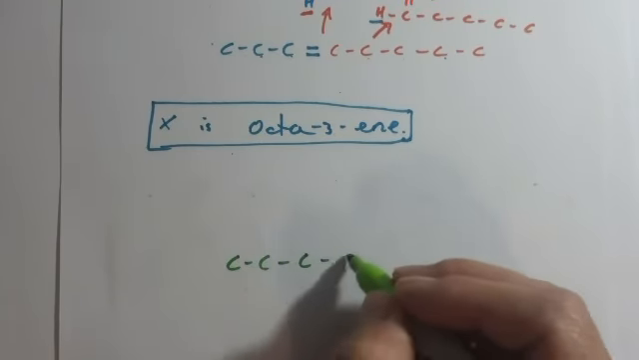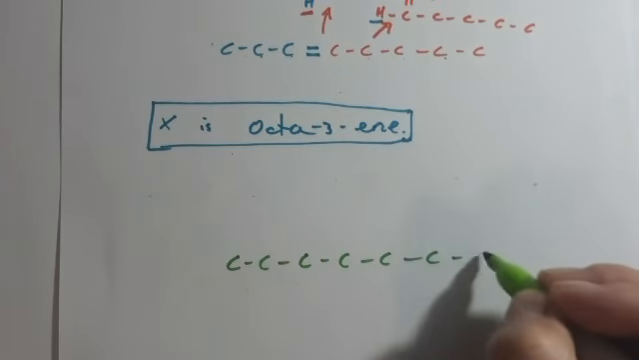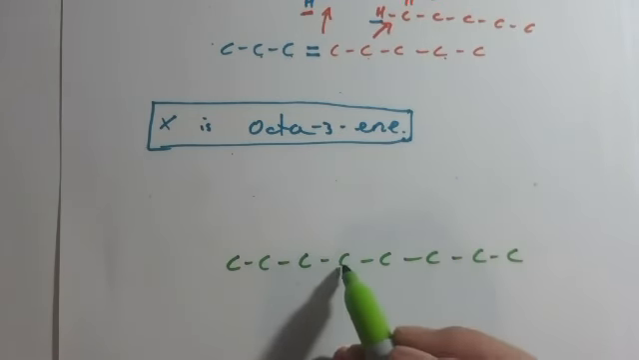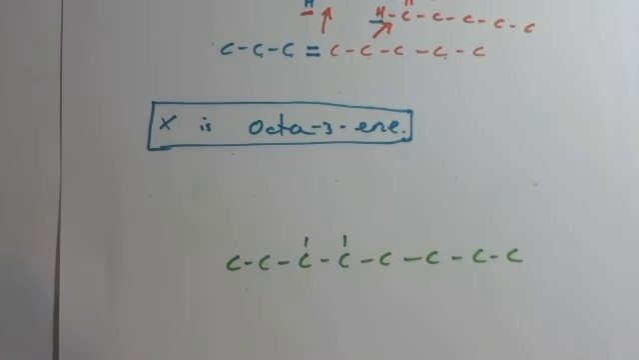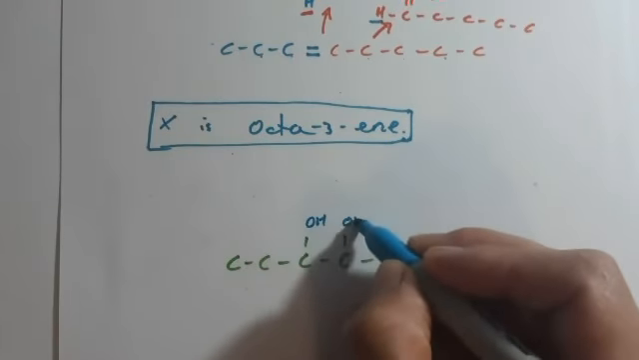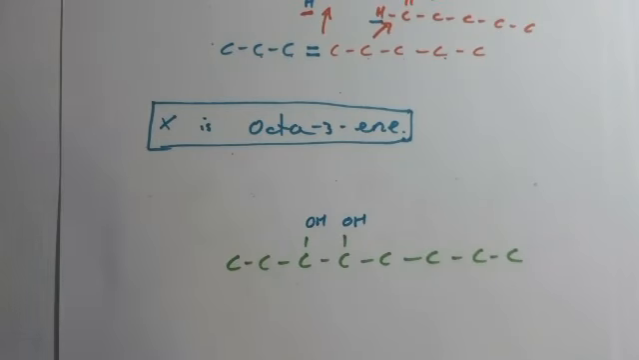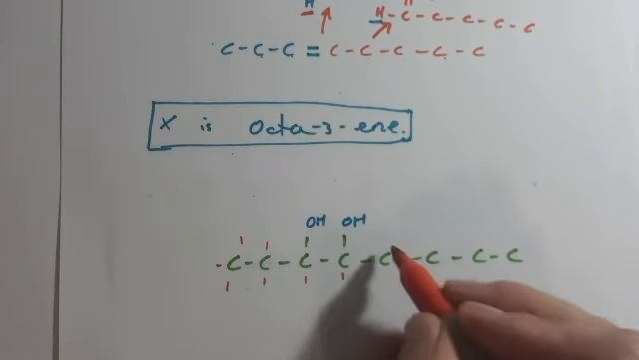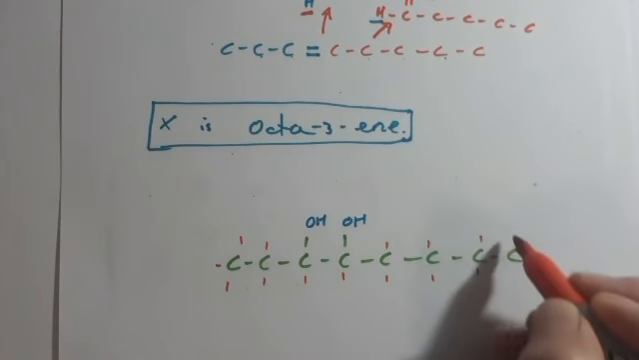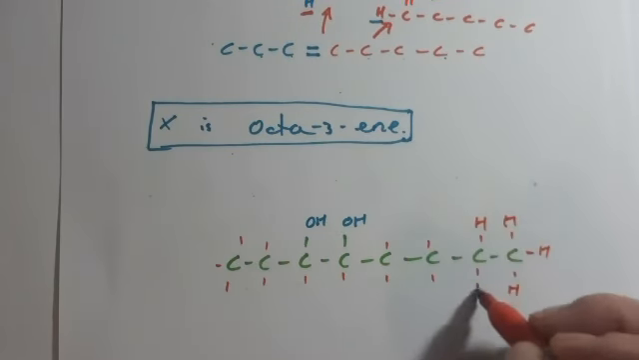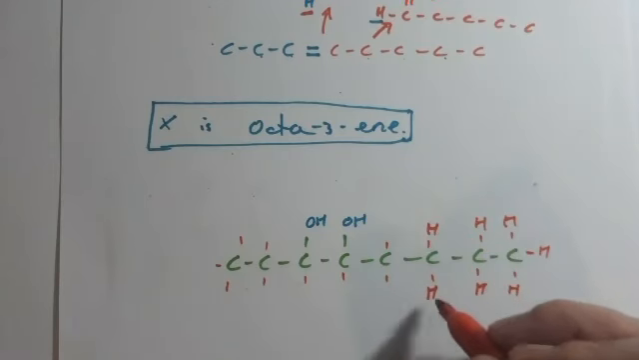So 3, 4, 5, 6, 7, 8. And it's between carbon 3 and 4. So there is the bond broken. I get an OH attached, OH attached. We can have our hydrogens to complete the picture.